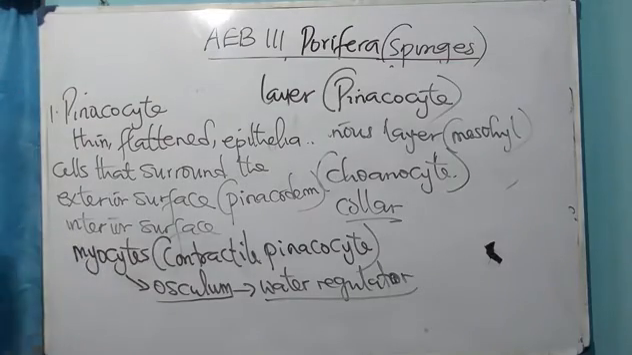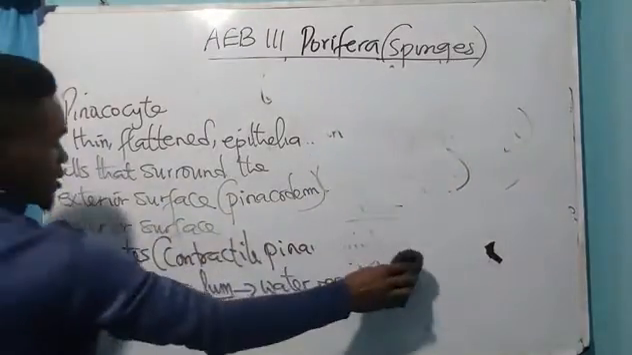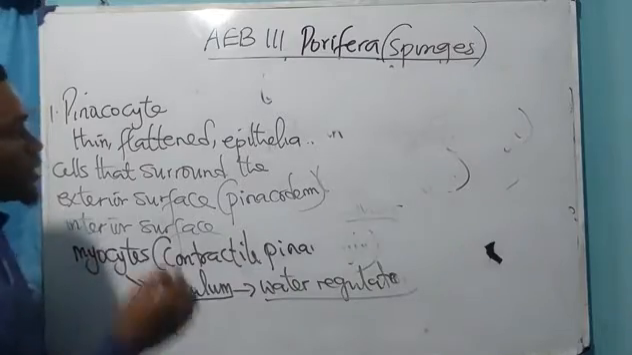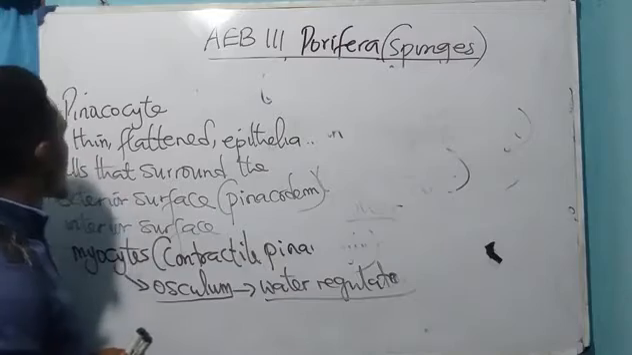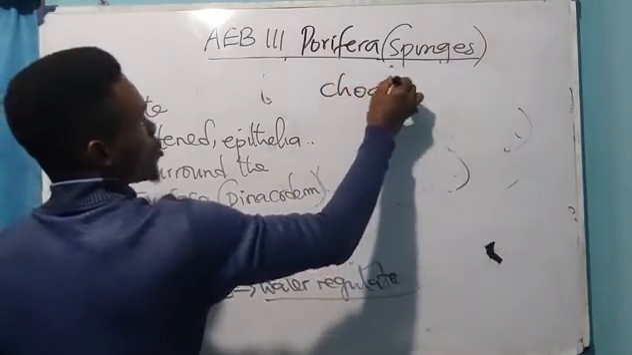Another cell that is found in the sponge is the choanocyte. Don't forget, I said that the pinacocyte is thin and flat, and it's a type of epithelial tissue. Okay, another type of cell is the choanocyte.